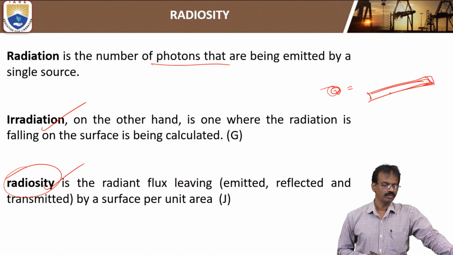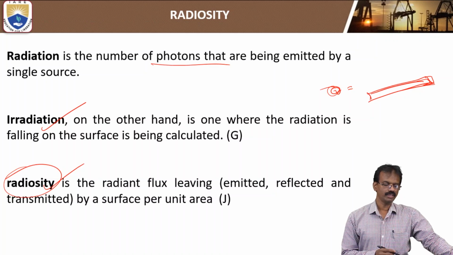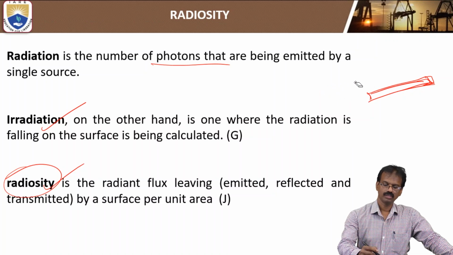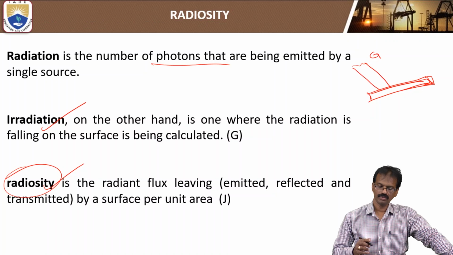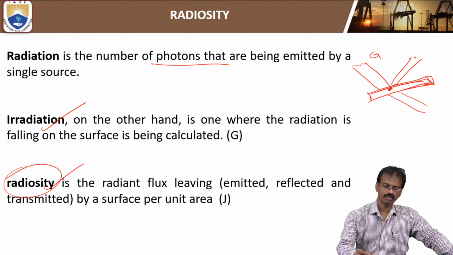Irradiation is nothing but the radiation falling on the surfaces. Suppose this is falling on the surface; this is represented by G. When the radiation energy is falling on the surface, it may be absorbed, reflected, or transmitted. Some energy is reflected, and some energy is emitted also, EB. So this is nothing but radiosity, which is represented by J.